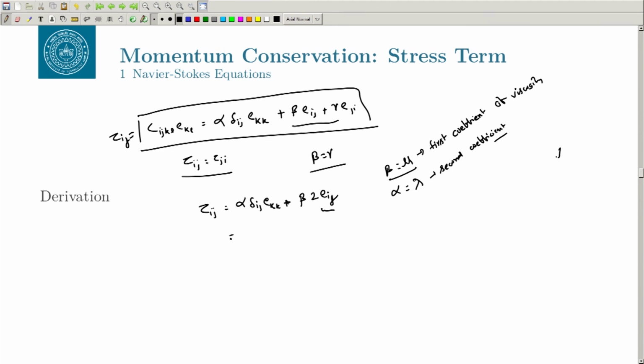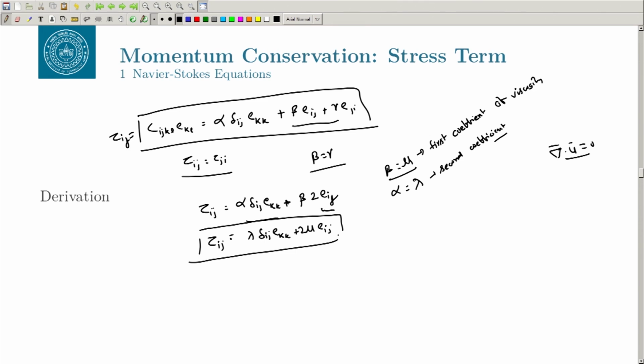So, basically when del dot u is not 0, which you can see here also, because this is related to only E k k. So, let us write it here: lambda delta I j E k k plus 2 mu E I j, right. This is your tau I j, right. So, we related our stress to the strain rate tensor, right. Now, we want to find out how the lambda is related to mu, right.